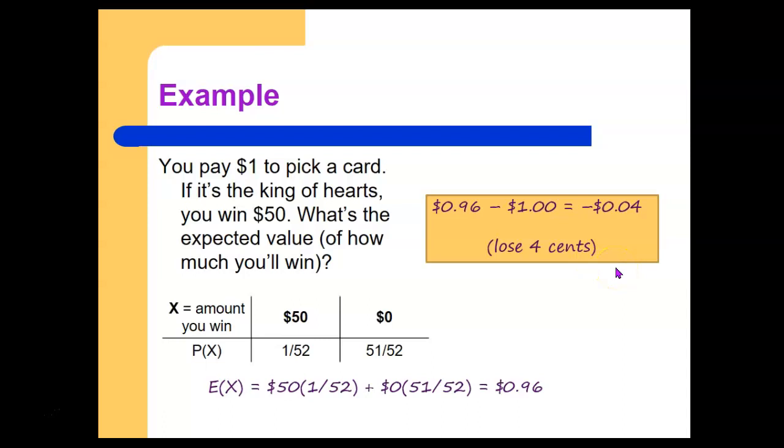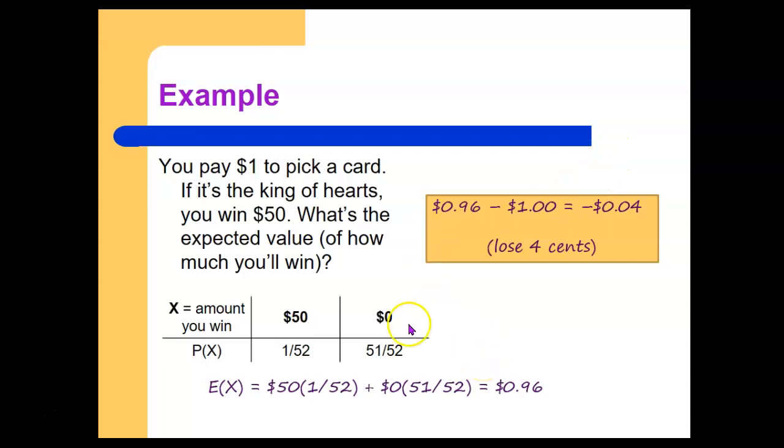That's not what happens on any particular game. On any particular game, you either come out $49 ahead or you come out $1 in the hole. But the average is a loss of 4 cents. It's an average gain of 96 cents minus the $1 that you had to pay each time.